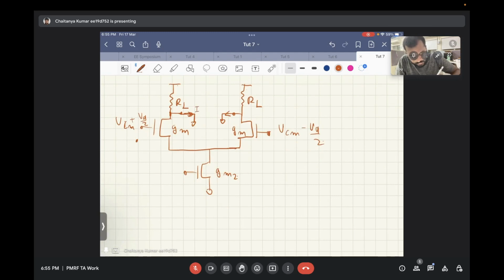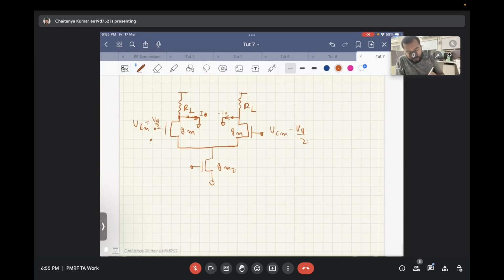So in differential, let's say this is I out, this will be minus I out. Okay, so the current gain that is there from this input to the output, what will it be? We can find it like this. So there is some voltage VD by 2.